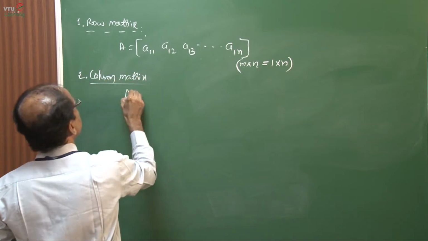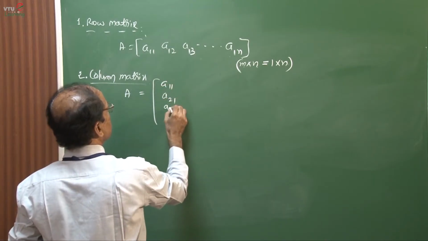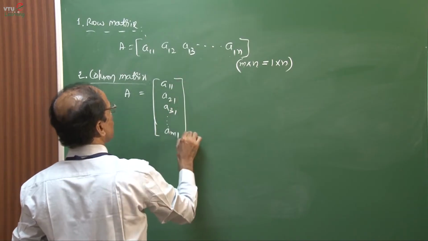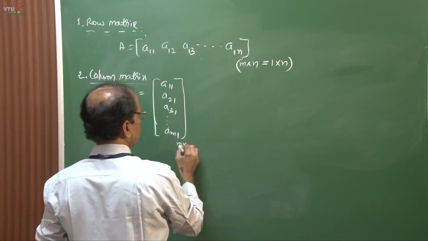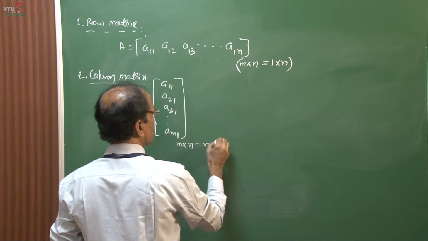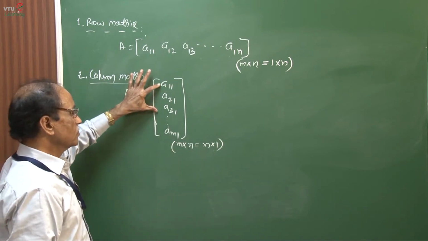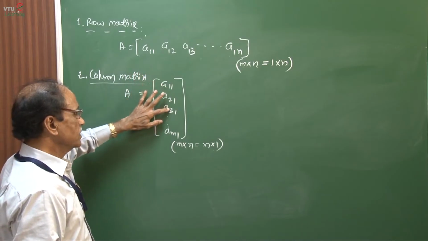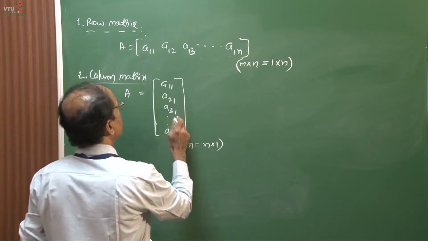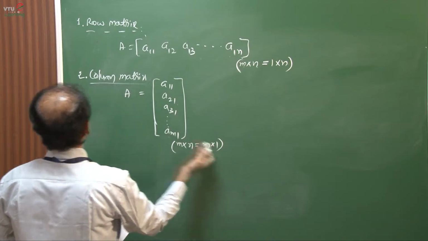So the column matrix means A is equal to A11, A21, A31, up to AM1. This is the column matrix. Here m rows, n columns is m into 1 column. That is, m rows means totally A1, 2, 3 up to m. This is m number of rows, and n number of columns means only 1 column is there. So m cross n is equal to m cross 1.